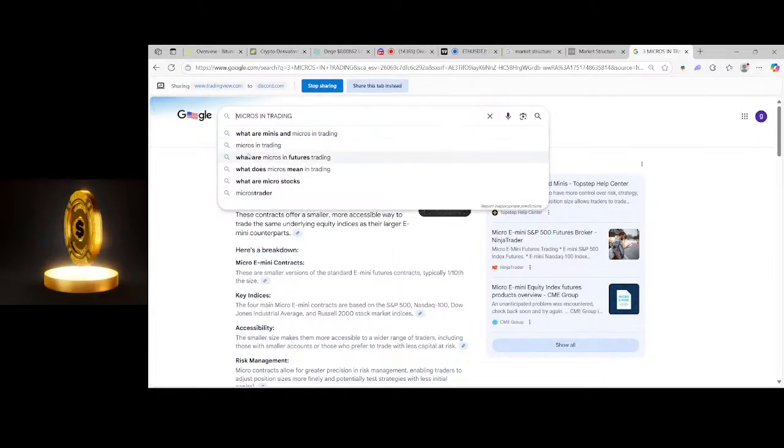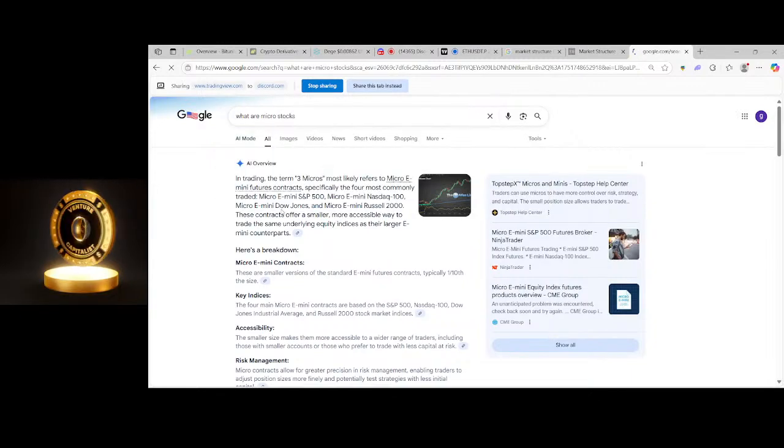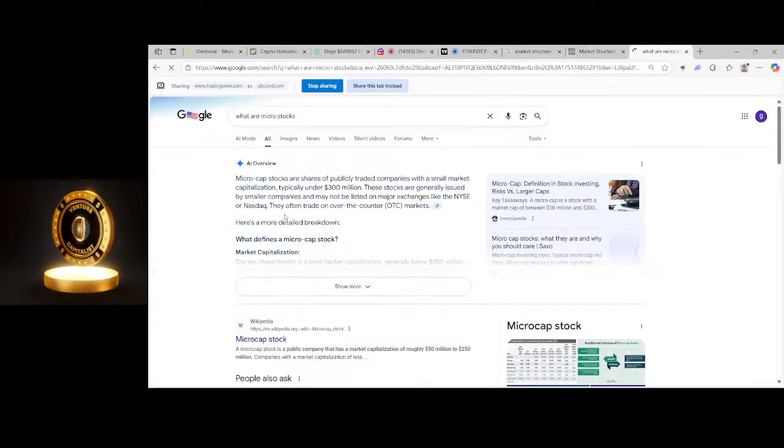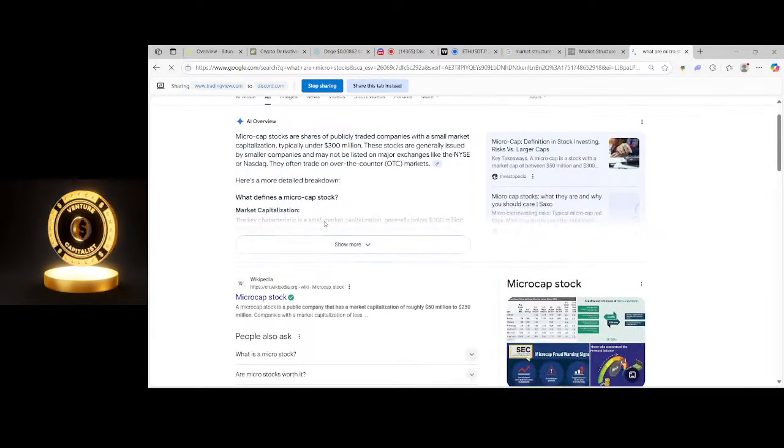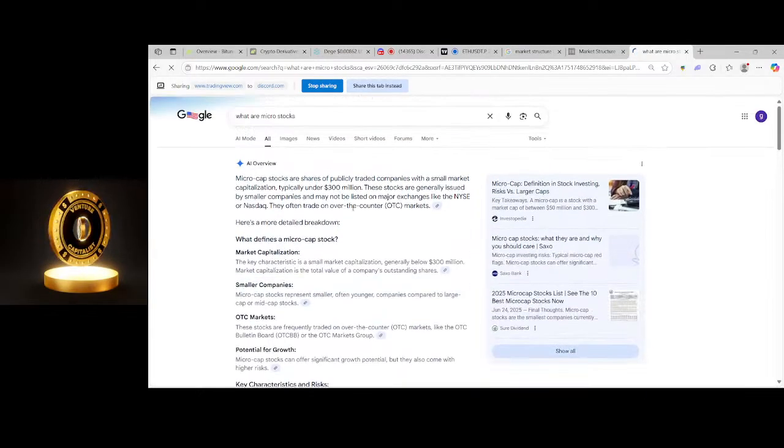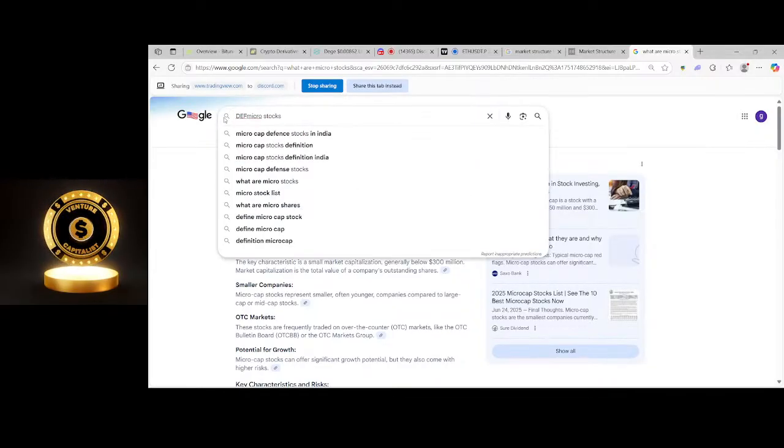So what are micros for you to trade? So this is where, when people are talking, microcap stocks are shares of publicly traded companies with small market capitalization, typically under 300 million. So what defines a microcap? Blah blah blah. So when he's trading here, he's buying. He's doing two things here, right? So he's buying three micros in definition.